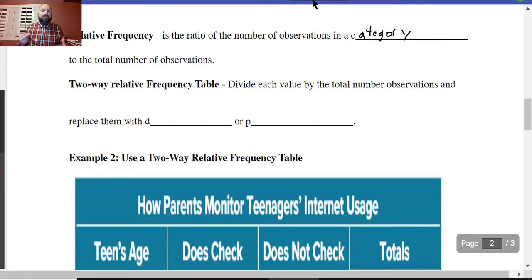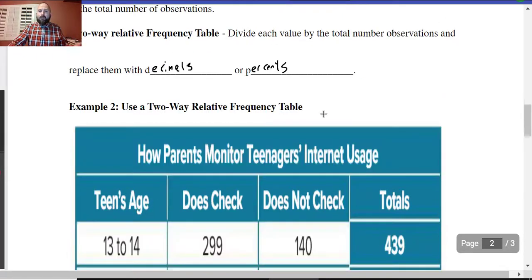So to make a relative frequency table, divide each value by the total number of observations and replace them with either decimals or percents. It doesn't matter which one, whichever one you prefer, do it. So let's do example 2. Use a two-way relative frequency table.